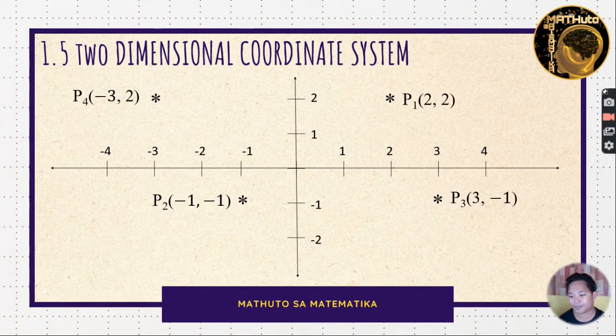We have also coordinates that can be found in the x and y axis po. If x is 0, and yung ating y coordinates have values, so ibig sabihin, nasa y-axis po yung ating point. Pero kapag 0 naman yung ating y, ibig sabihin yung ating point is within the x-axis po.